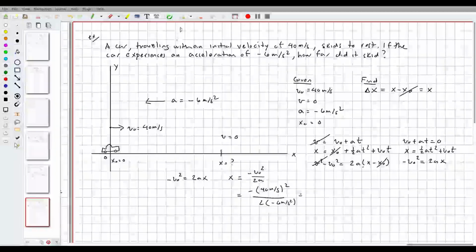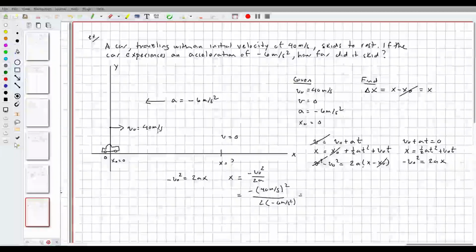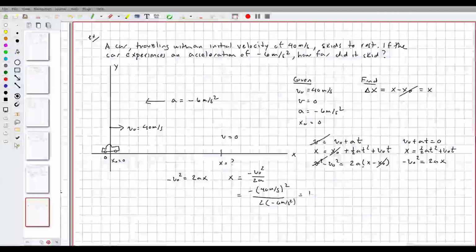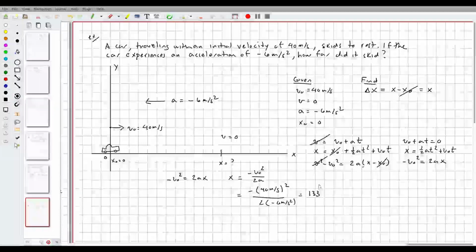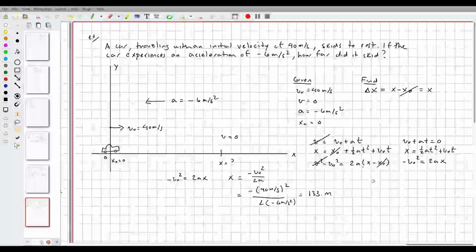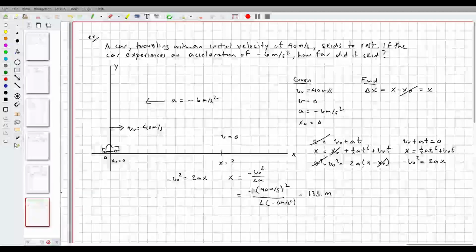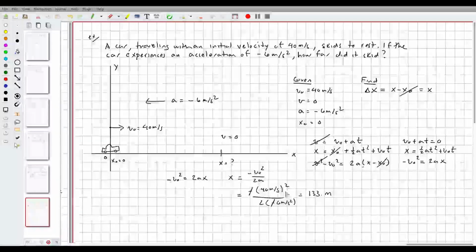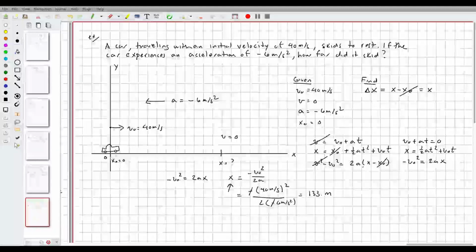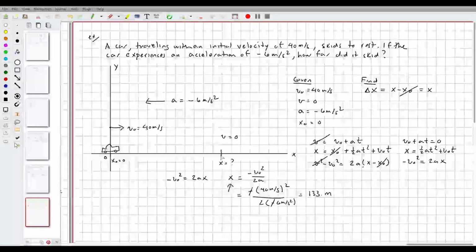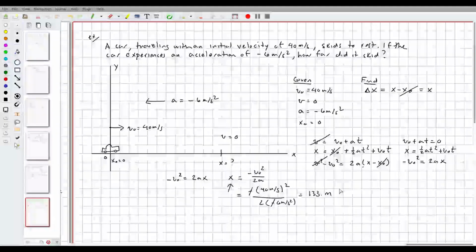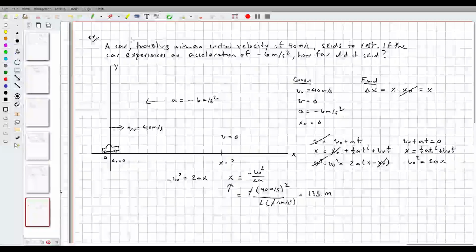Now, when I do this calculation, I get 133 with 3's repeating. Now, I'd like to point out the following. This cancels with this, giving us a positive x. And it should make sense that as we move to the right and stop, we're going to have a positive displacement. Now, that said, let's take a look at the sig figs.